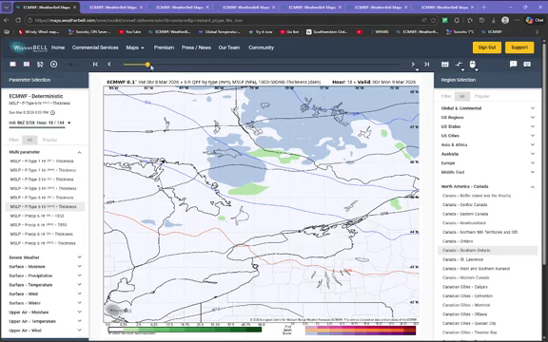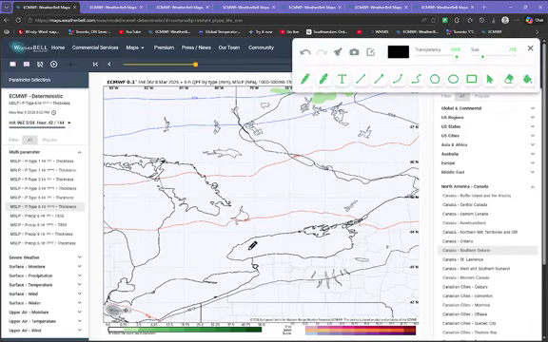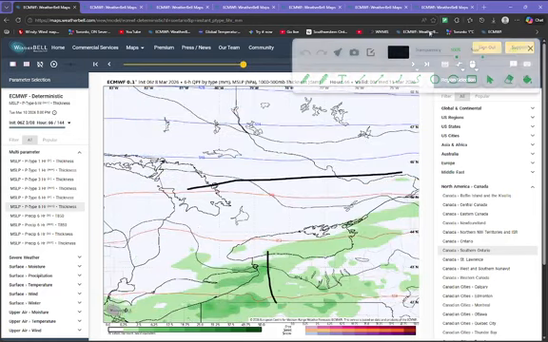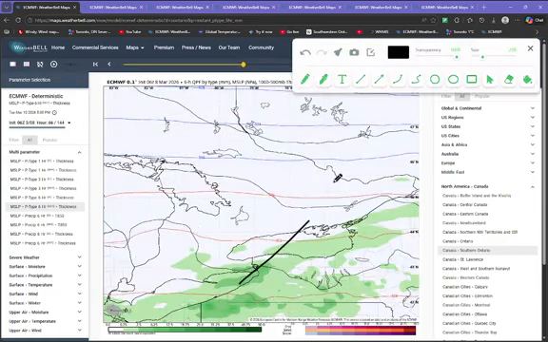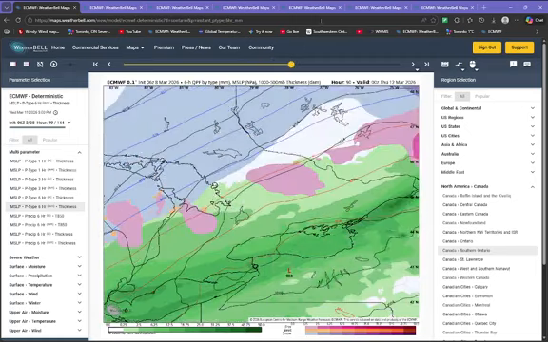Let's go to the next hour, which is 8 p.m. March 9th. So it's going to go from March 9th to the 12th. So 1012, 1008 millibars of pressure. Let's go to the next hour, which is March 10th. So 1016, 1020 millibars of pressure. Let's go to the next hour, which is 8 p.m.